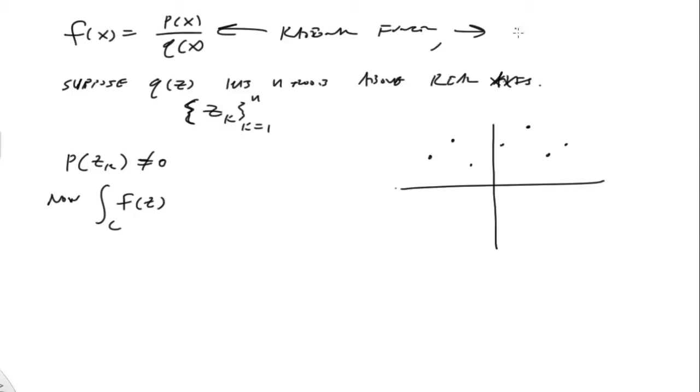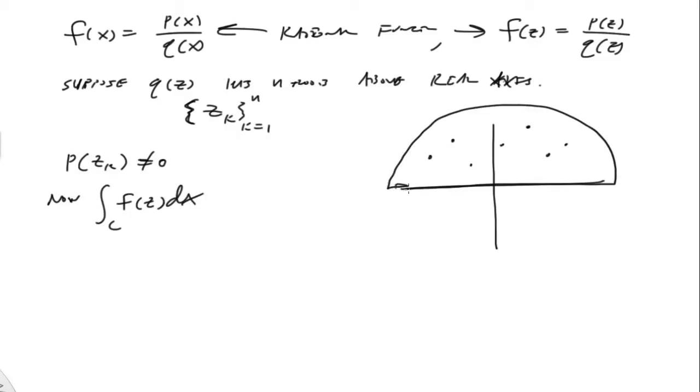So what we're going to do is transform this to an f of z, which will be p of z over q of z. Now I'm going to examine this contour integral where we have a contour that does this. It'll be positively oriented. I'm going to call this whole contour C, and then I'm going to call this CR, and it'll be of radius R.